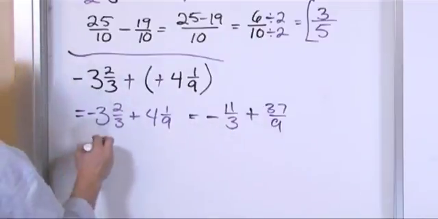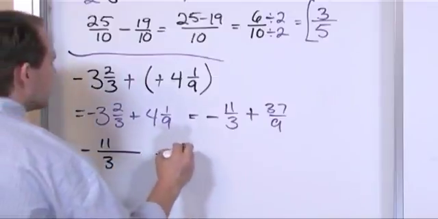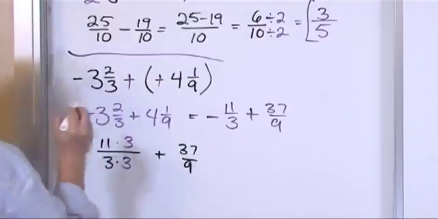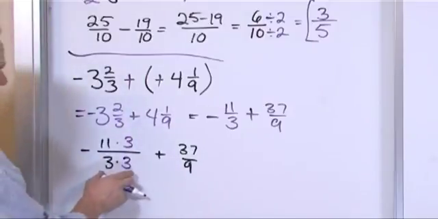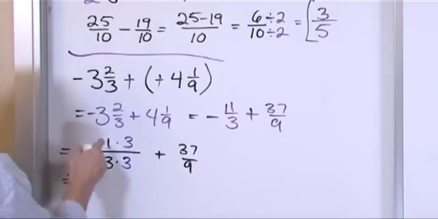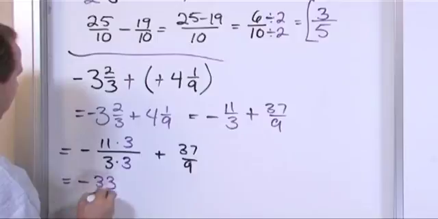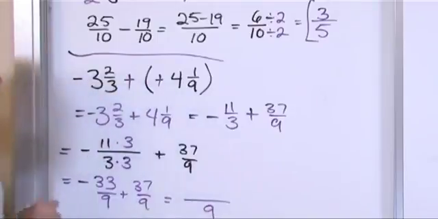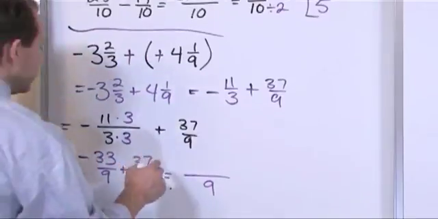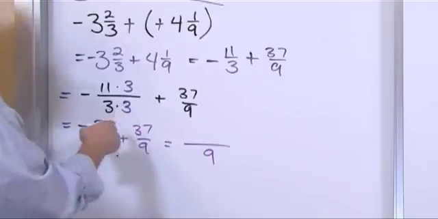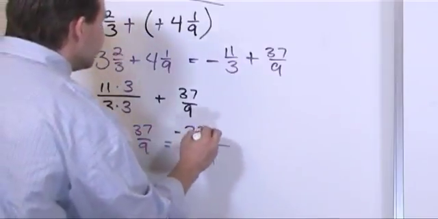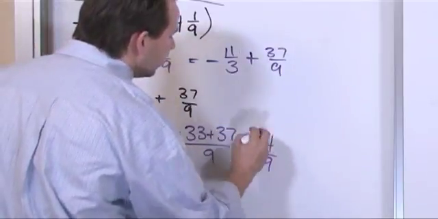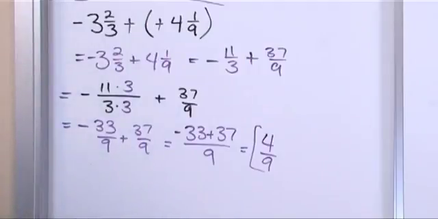So if we have negative 11/3 plus 37/9, then if I multiply this times 3, I'll get a 9 on the bottom, which is what I want. So 11 times 3 is 33/9 plus 37/9. And so the answer is going to have a common denominator of 9. And this is going to be, what's negative 33 plus 37? If you think about that, negative 33 plus 37 is going to be a positive 4/9. So the answer is 4/9.